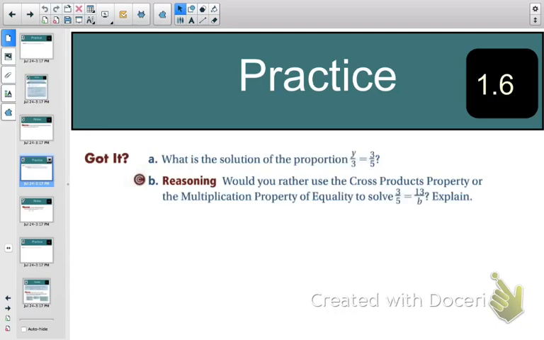Okay, so go ahead and try these. This says what is the solution of the proportion. So the same thing we just did. And would you rather use the cross products property or the multiplication property to solve this one? So I want you to think about those things. Okay, we are going to move on though.